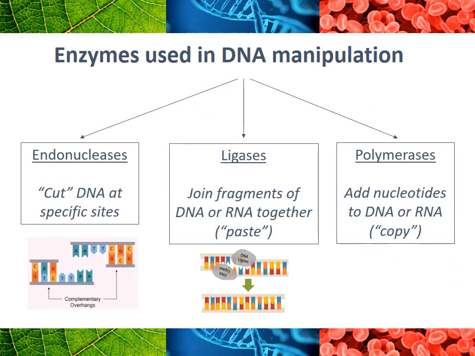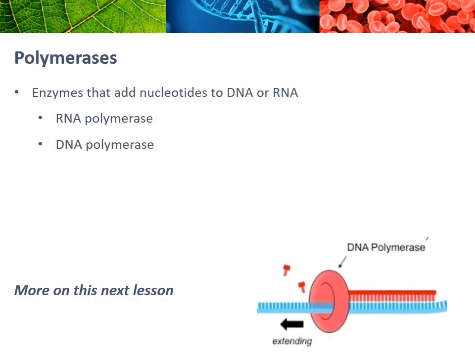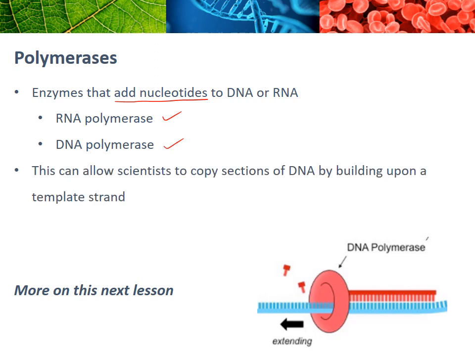Okay, we're almost done, I promise. The last bit we're going to look at really briefly, it sets us up for the next lesson, are polymerases. These are enzymes that copy or build DNA or RNA. And you've seen these before with transcription. They are enzymes that add nucleotides to DNA or RNA. We've looked at RNA polymerase quite a lot, and we'll look at DNA polymerase in the next lesson.